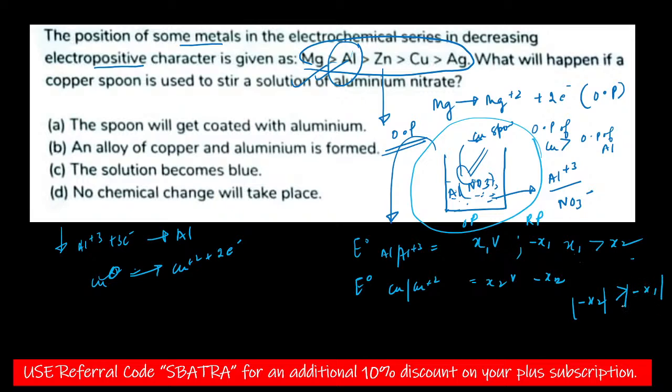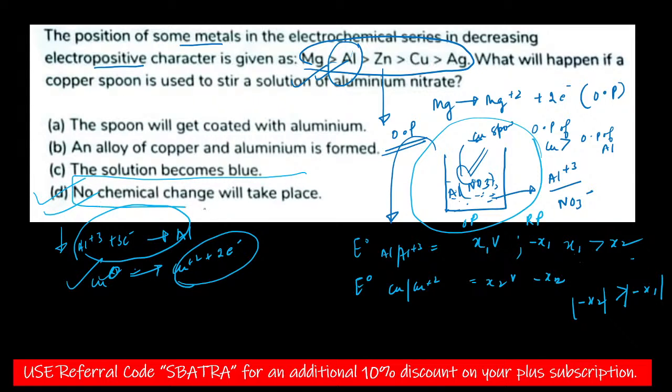Simple concepts. We don't have any values here, so we are using the variables x1 and x2. This value is positive and this value is less positive, so there will be no reaction in this case. The correct answer is option D.